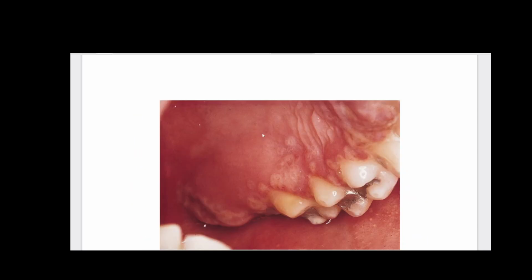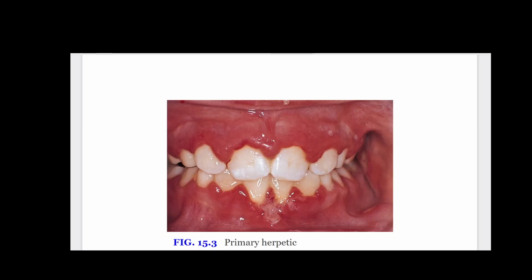Fig. 15.2 Primary herpetic gingivostomatitis. A group of recently ruptured vesicles on the hard palate, a characteristic site. These early individual lesions are of uniform size, but several have coalesced to form larger irregular ulcers. Fig. 15.3 Primary herpetic gingivostomatitis. There is diffuse reddening of the attached gingiva with ulceration in the lower incisor region extending beyond the attached gingiva.